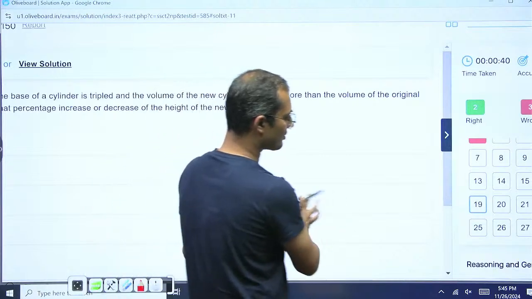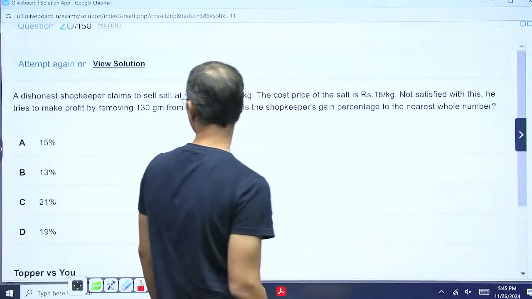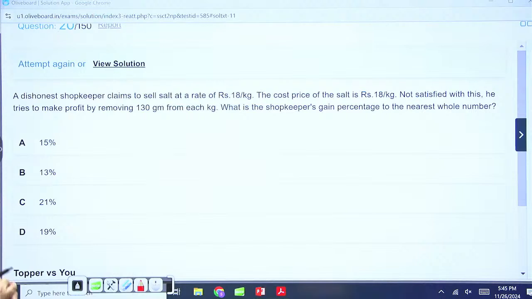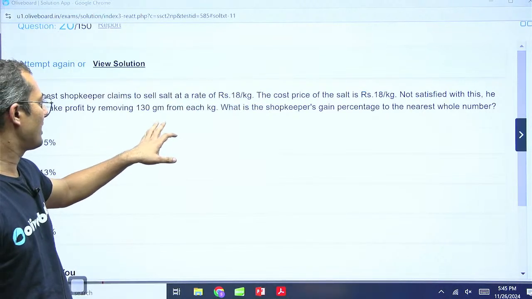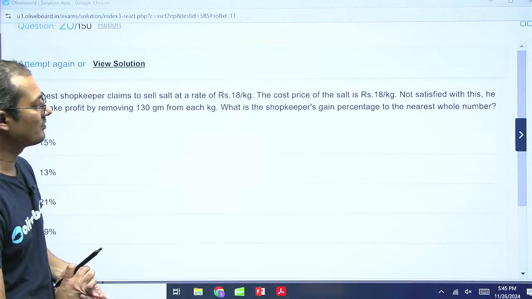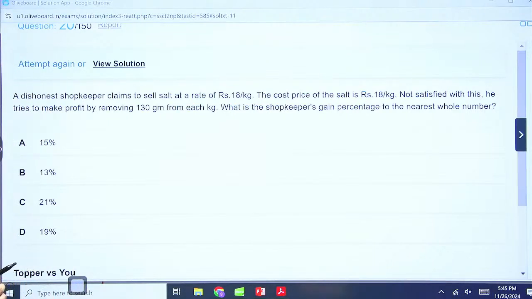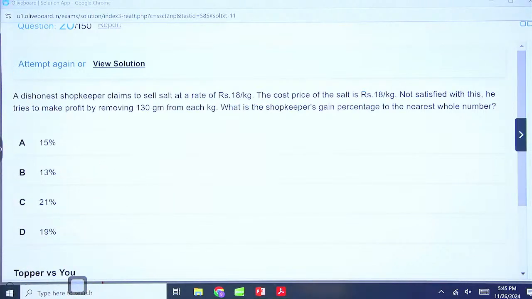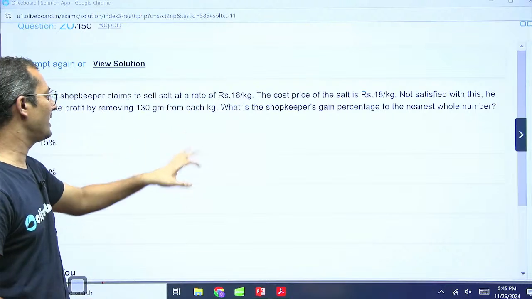So moving to next question. Tell me what is the answer for this question. See, a dishonest shopkeeper claims to sell salt at a rate of 18 rupees per kg. The cost price of the salt is rupees 18, right? So it means the selling price and cost price are the same. Not satisfied with this, he tries to make the profit by removing 130 gram from each kg, right?